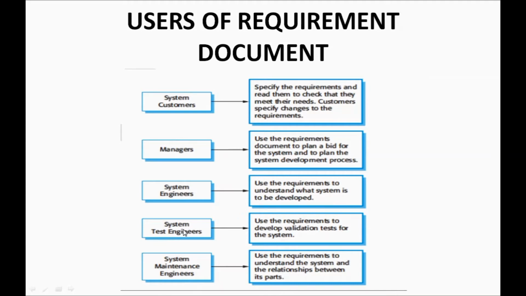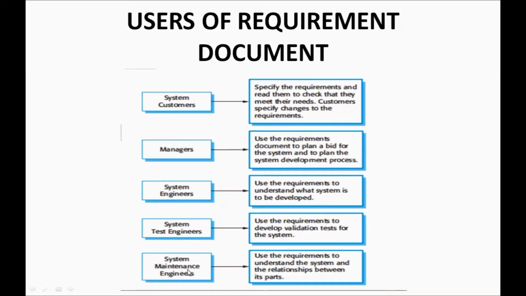Next, system test engineers. Testing engineers also use the requirement document. Why? They use the requirement document to develop validation tests for the system. That means, if the test engineers know about the requirements, they can easily find out whether the requirements are met or whether the requirements are not working properly. The system test engineers can easily find out the errors if they read the requirement document. That's why, right?